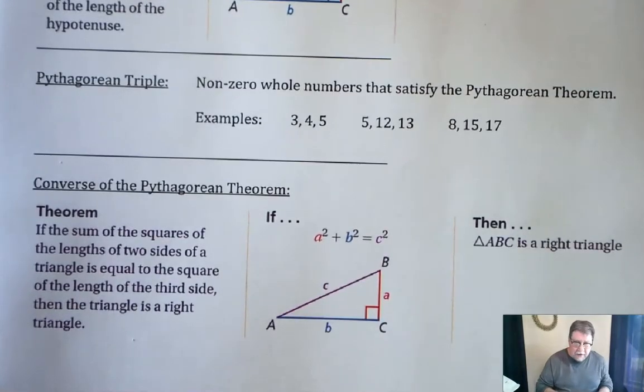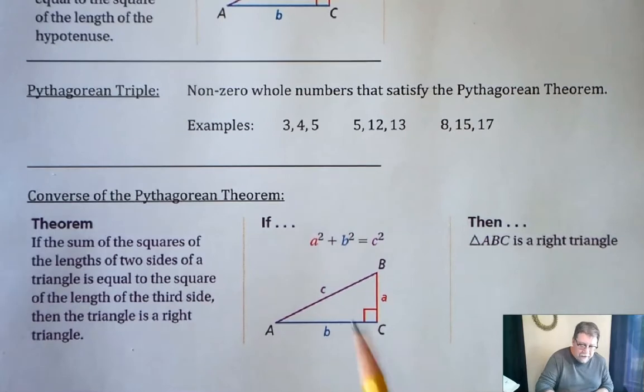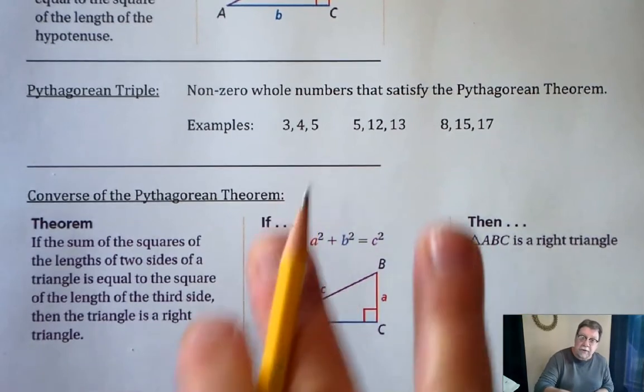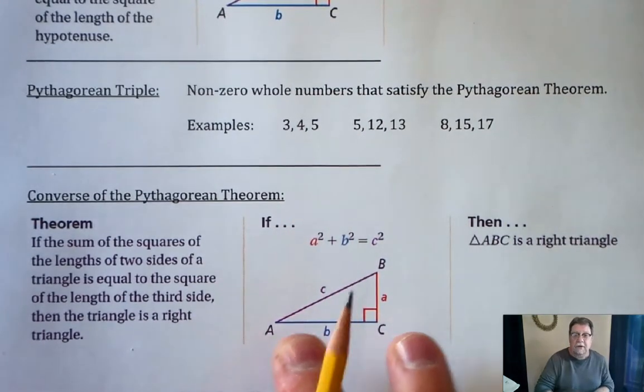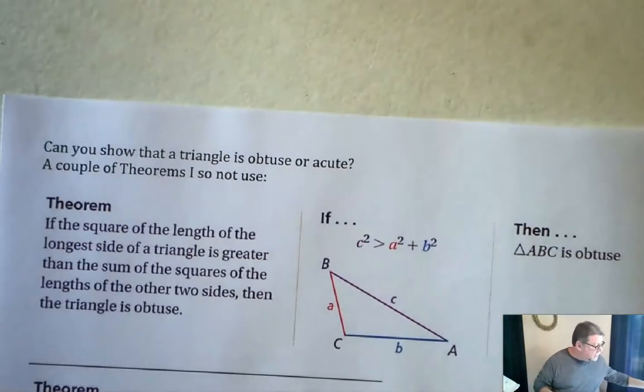We also can say that the converse of the Pythagorean theorem is true. That means that if a squared plus b squared equals c squared is true, then we can say we have a right triangle. We're going to use this concept to determine if we have a right triangle, or maybe an obtuse triangle or an acute triangle. So as we continue with our notes, let's take a look at this concept.